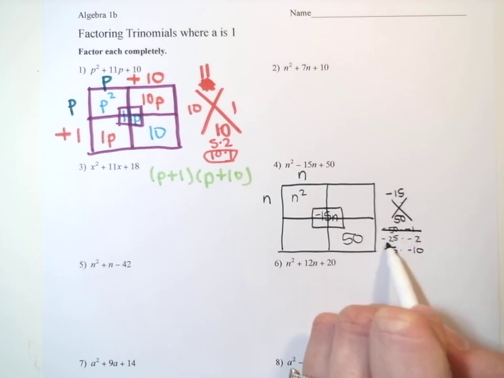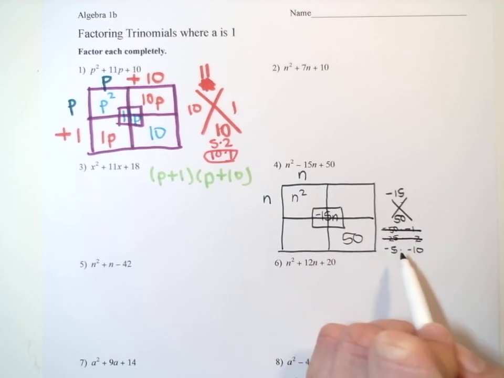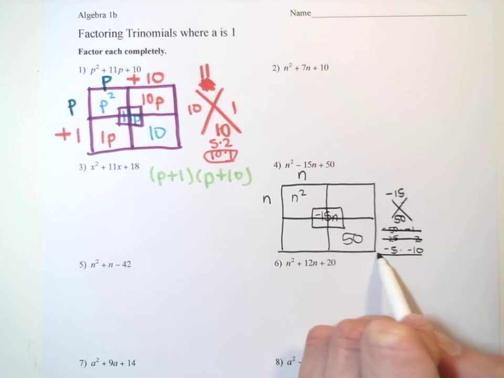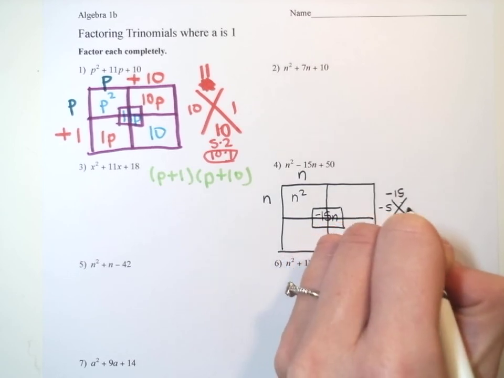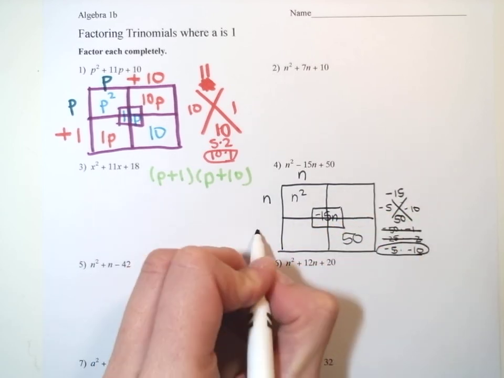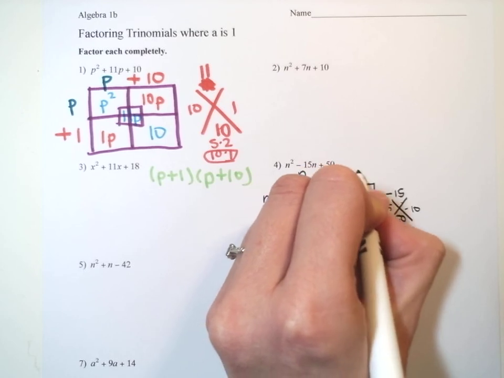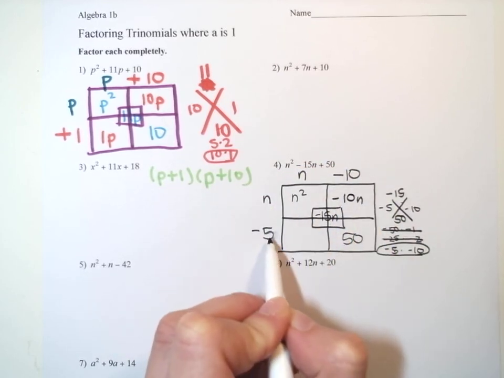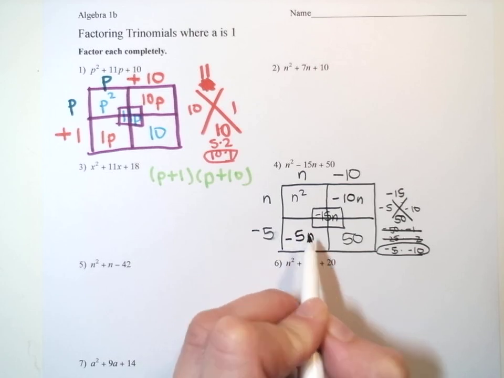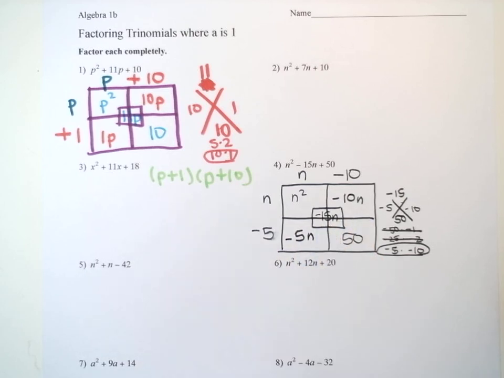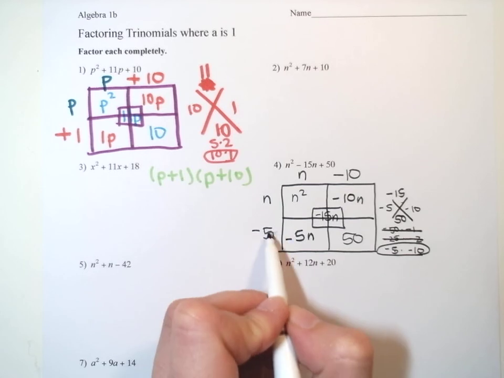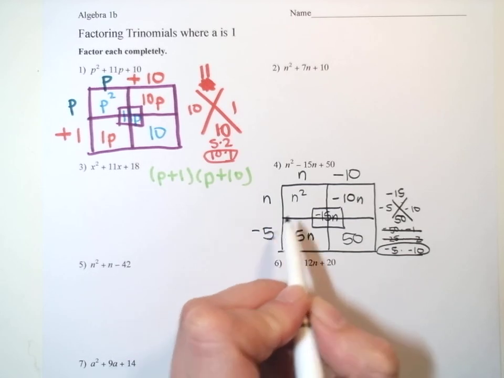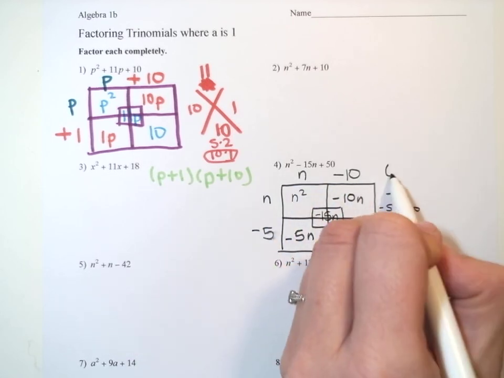This does not. This does not. Negative 5 and negative 10, this one does. So it's negative 5 and negative 10. And if we multiply those, we get negative 10 in here and negative 5 in here, which those do. They combine to that negative 15n. So our factors are n minus 5 and n minus 10.